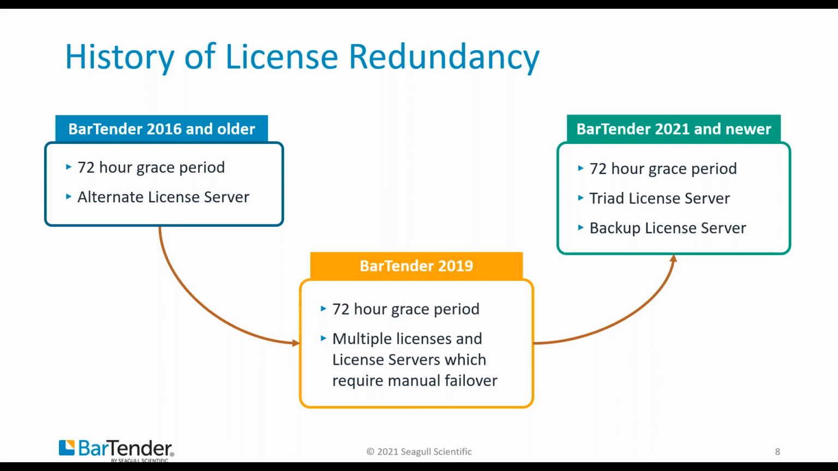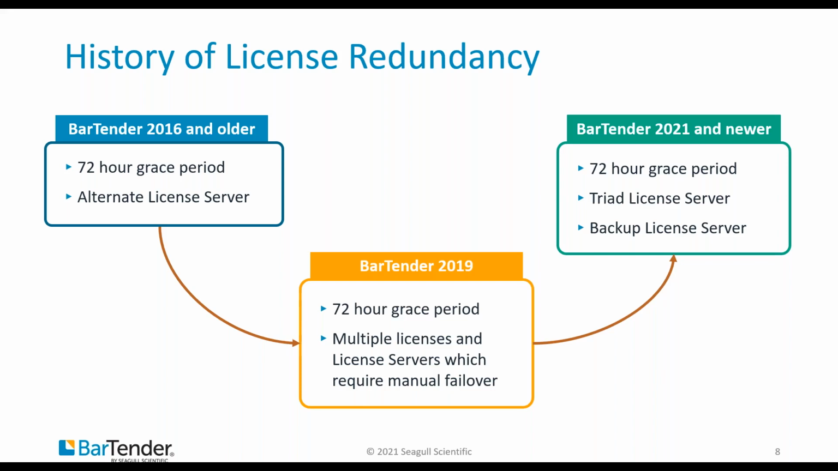The user would configure the BarTender client with the address of both the primary and the alternate license server. This was a client-side configuration which was not able to be centrally managed. For this configuration, the license for each license server in terms of edition, version, and number of printers supported would need to be identical.